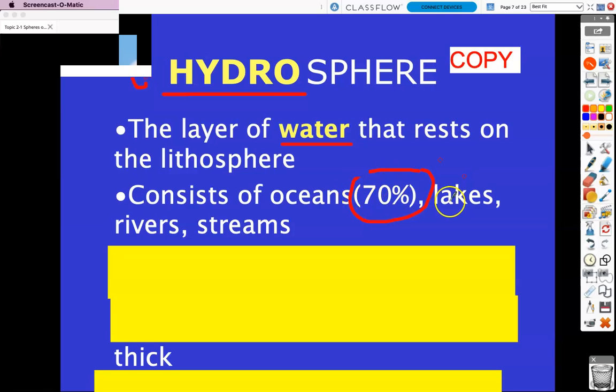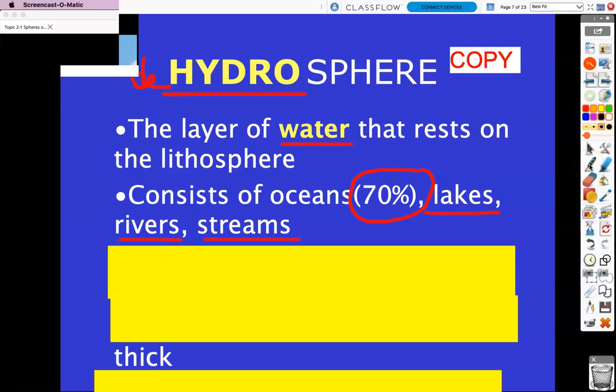So not only do we have oceans, you have your lakes, you have your rivers like the Hudson, you have your streams, creeks, all that stuff. That's all part of the lithosphere. Excuse me, hydrosphere. Let's get that right. You can go to college and you can become a hydrologist. So it's a degree you can get.